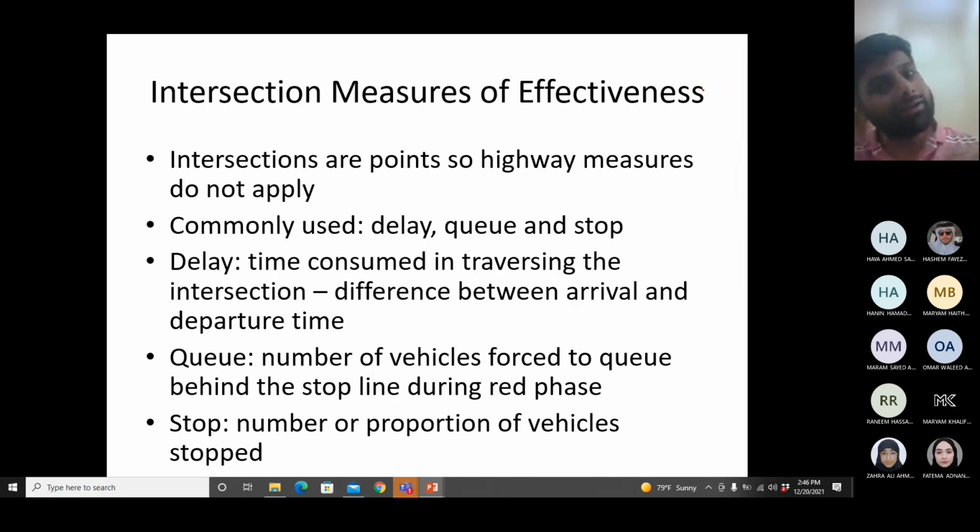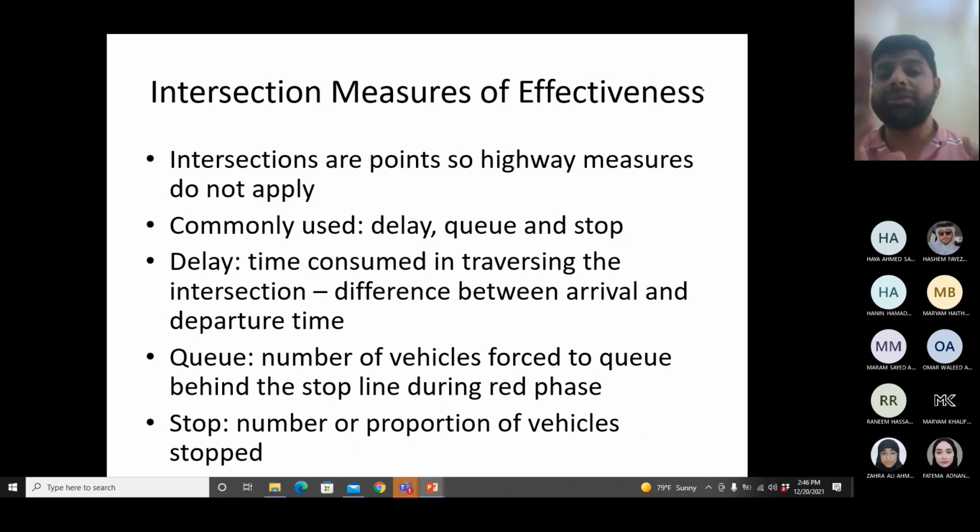Okay, now earlier when we were discussing multi-lane highways, freeways, and 2-lane highways, we talked about their measures of effectiveness, the things which we use to calculate their level of service and capacity. Those were basically flow, speed, and density. Right? We were using them in different equations to calculate the level of service and capacity.